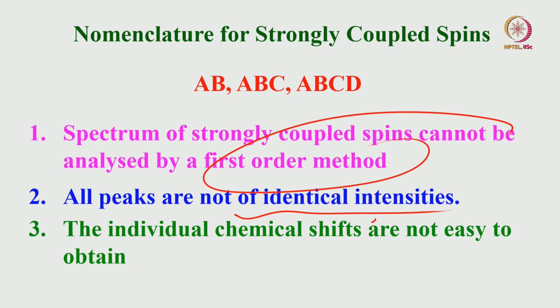And chemical shifts cannot be obtained easily. Individual chemical shifts you do not get, you can only get the difference of chemical shifts. I know what is the difference between the chemical shift of A and B, but I do not know the chemical shift of A, I do not know the chemical shift of B. It is not possible to obtain.